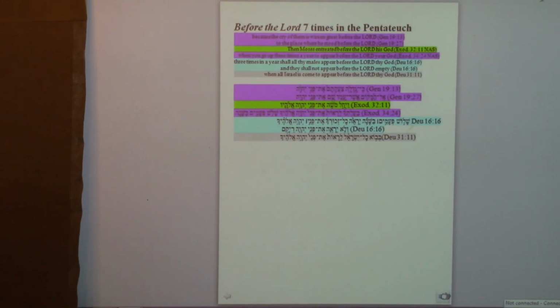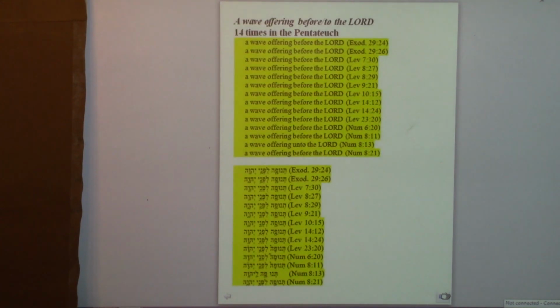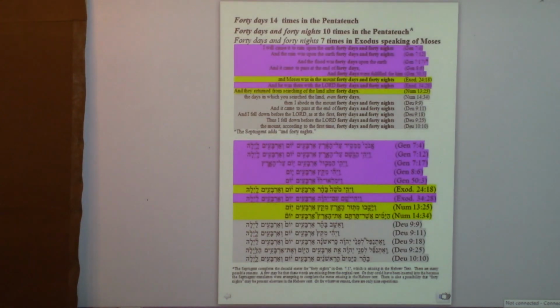This one here has quite a contribution. The only one missing in this group is the priestly code. Here we have a wave offering before the Lord, 14 times, double heptadic meter. Here we have 40 days, 14 times in the Pentateuch, 40 days and 40 nights, 10 times in the Pentateuch.